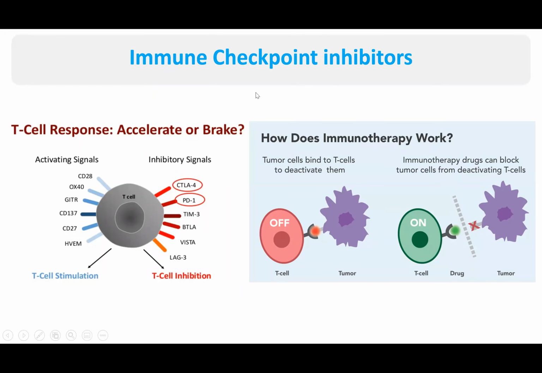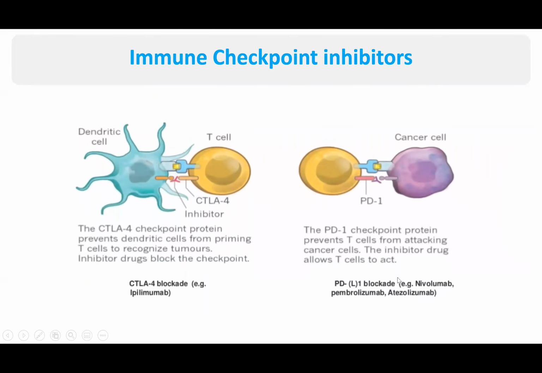What can immunotherapy drugs like immune checkpoint inhibitors do? They can block the tumor cells from deactivating the T cells. So immune checkpoint inhibitors can prevent or inhibit the cancer cells from deactivating the T cells. How can this be achieved?